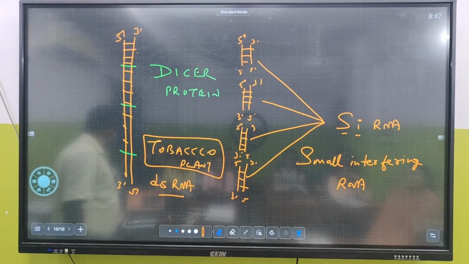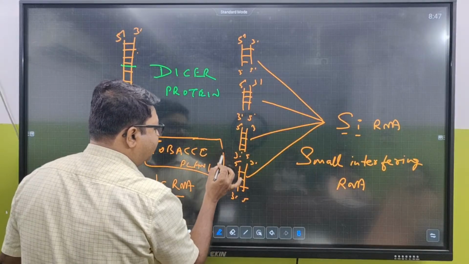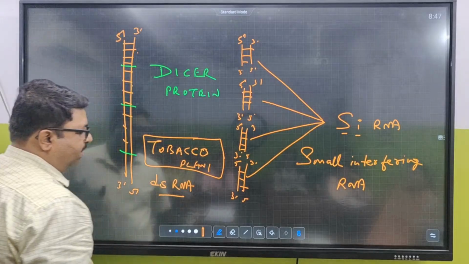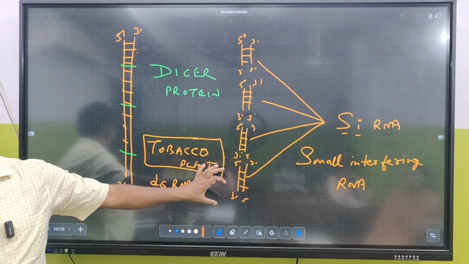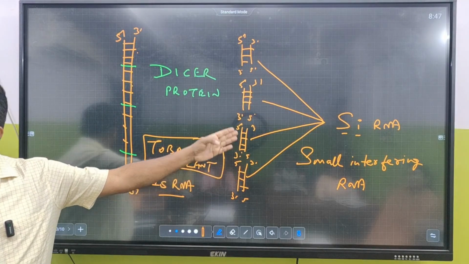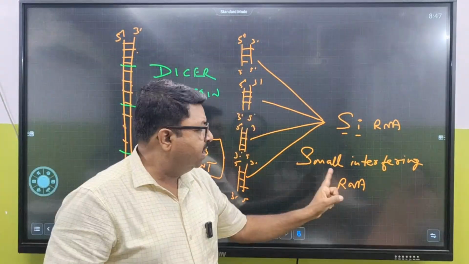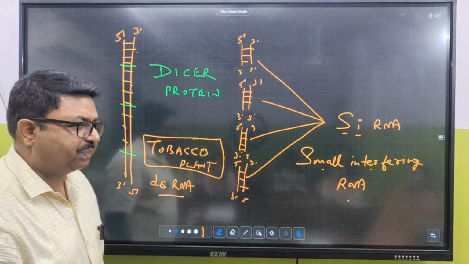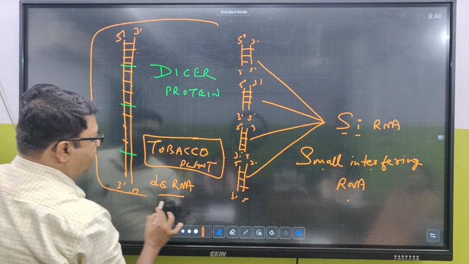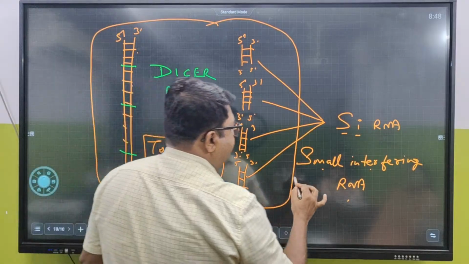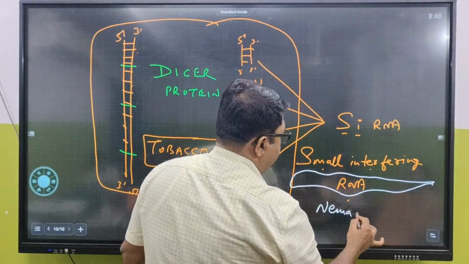What happened? Tobacco got more, okay, cocoa got done. So if you see tobacco, a loose ball will come, and you have to hit a six. Okay, tobacco plant. So this is the tobacco plant, and inside the tobacco plant what has happened? By the help of dicer protein, you have got certain small pieces of siRNA. These are small interfering RNA.